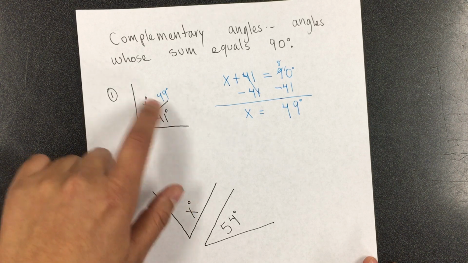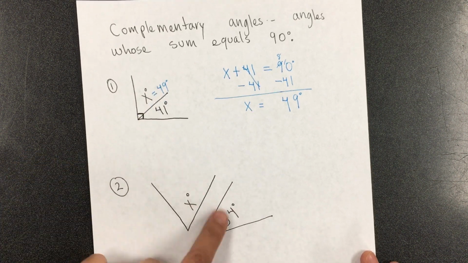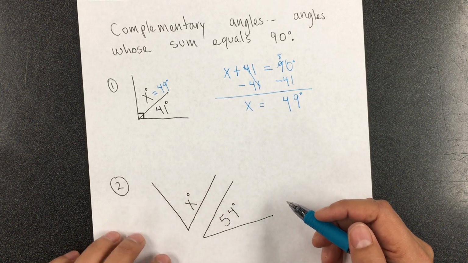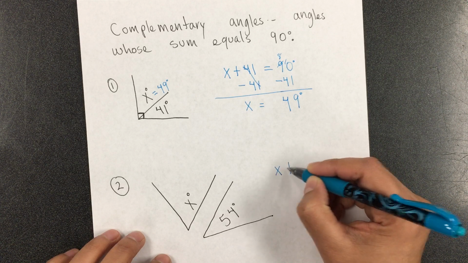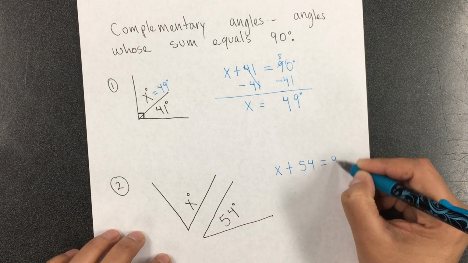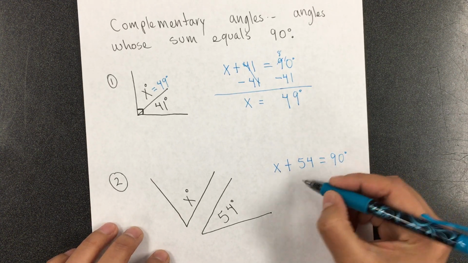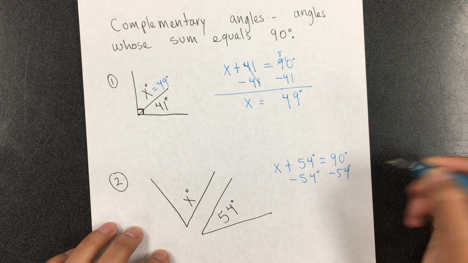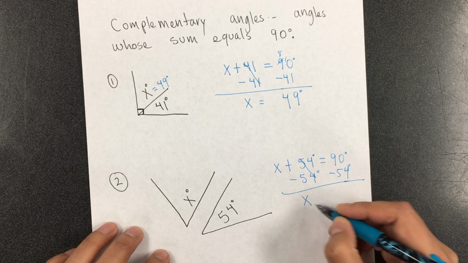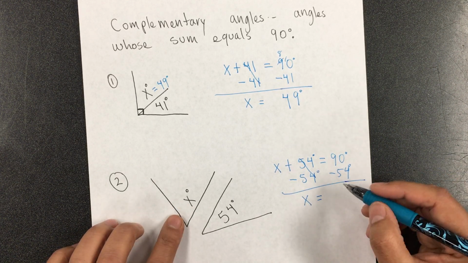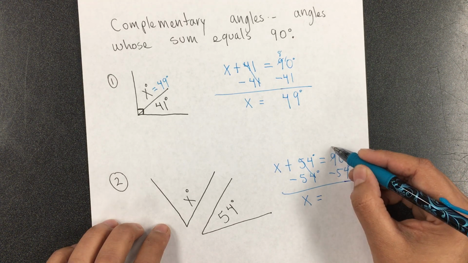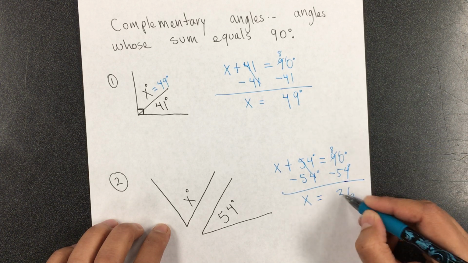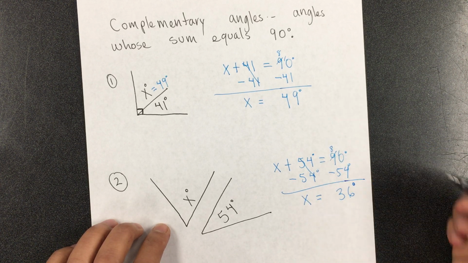Sometimes they're going to be attached to each other, or adjacent to each other, but sometimes they will not, okay? These are also complementary. I'm just going to put x plus 54 equals 90 degrees, and I'm going to subtract 54 from both sides. The markings, you can just put them or not, it's up to you. Just know that the final angle is in degrees. So again, we borrow, it's 8, 10 minus 4 is 6, 8 minus 5 is 3, so x is equal to 36 degrees.